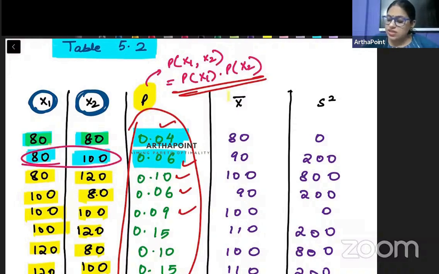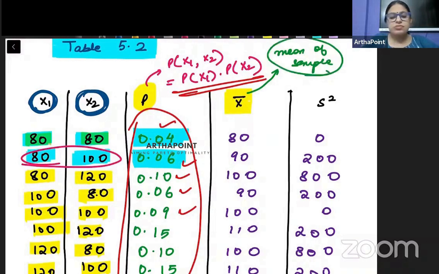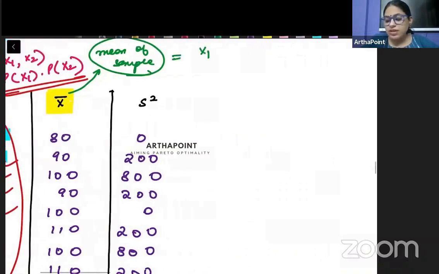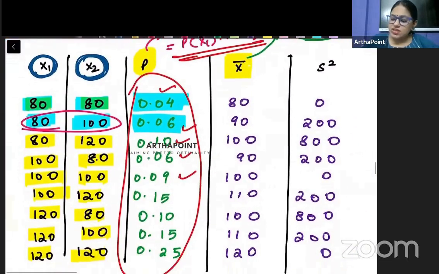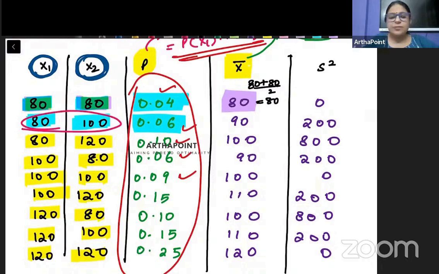Okay, beta. Now please understand, what is going to be the mean of your sample? The mean of the sample will be the first observation plus the second observation divided by 2. So if you can see here, the first mean is coming as 80 because my first observation is 80 and second observation is also 80. So I can clearly say that 80 plus 80 by 2 will give me 80. Now if I look into the second observation, which is 90, it is nothing but 80 plus 100 divided by 2. So 80 plus 100 is 180. 180 divided by 2 is going to give me 90.